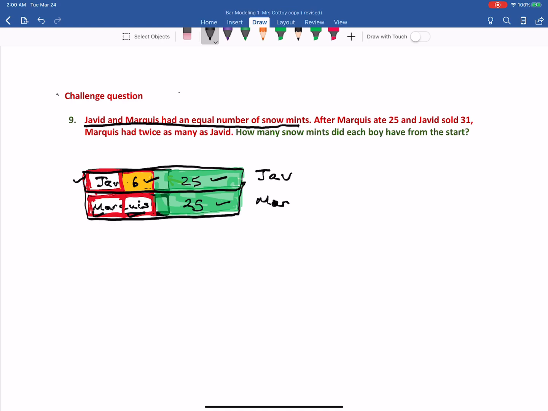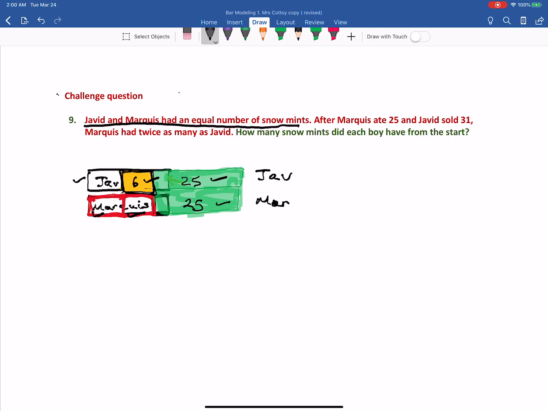Great. I want to turn your attention to this extra amount that Javid has. He got rid of 6 more. Oh, I still had the eraser on, sorry. Right, he had 6 more. He gave away 6 more than Marquis ate.